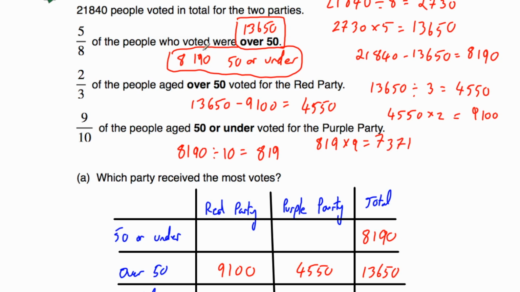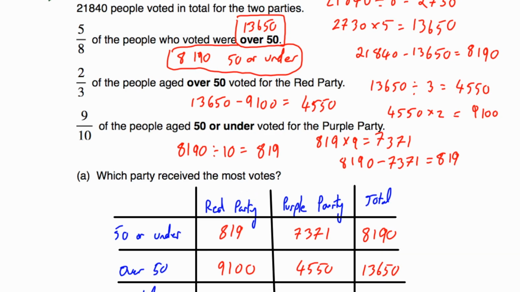7,371. So out of the 8,190 people who are aged 50 or under, 7,371 voted for the Purple Party. That's quite a lot, 7,371. And that means the rest of them must have voted for the Red Party. So if we do 8,190 take away 7,371, that's equal to 819. So that means that 819 people who are aged 50 or under voted for the Red Party.